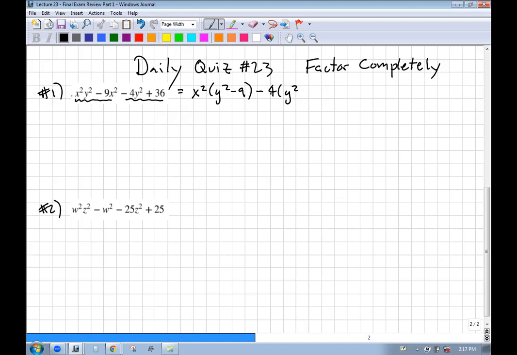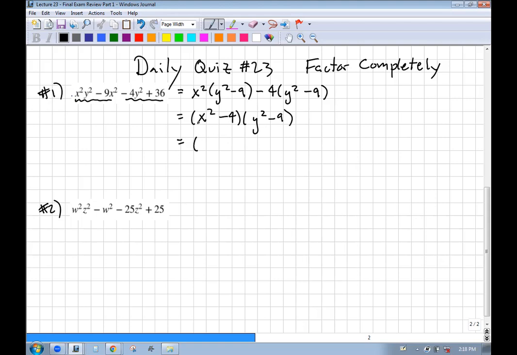And minus 4 times minus 9 is positive 36. So that works great. So we have an x squared minus 4 times a y squared minus 9. Now, since these things have squares in them, I need to look at them and see if I can factor them further. This one is the difference of two squares.